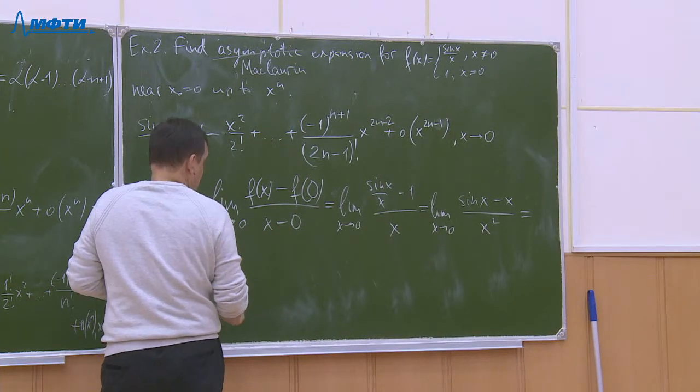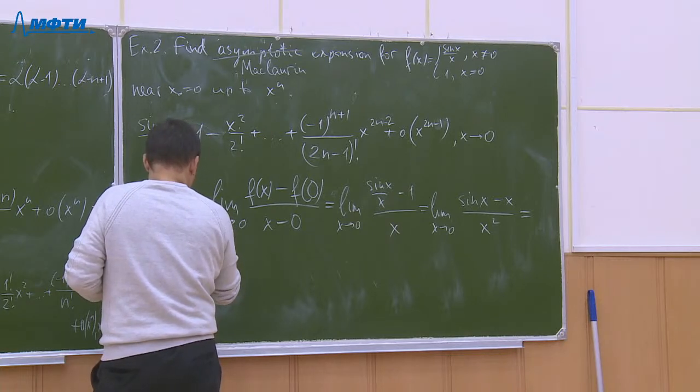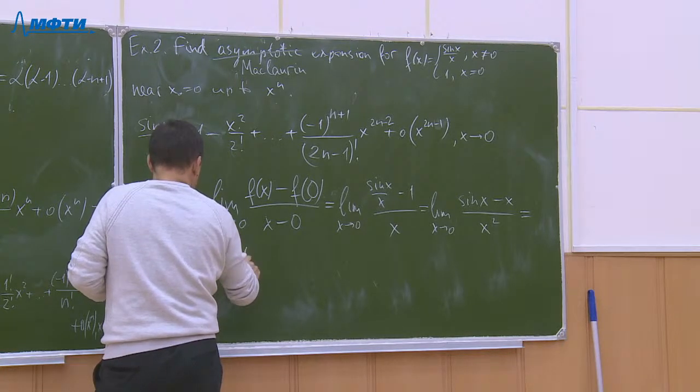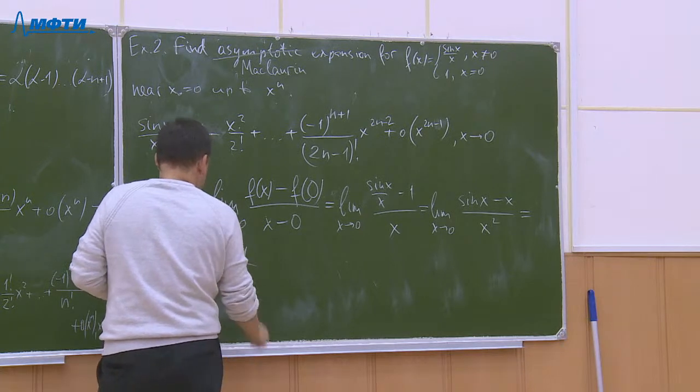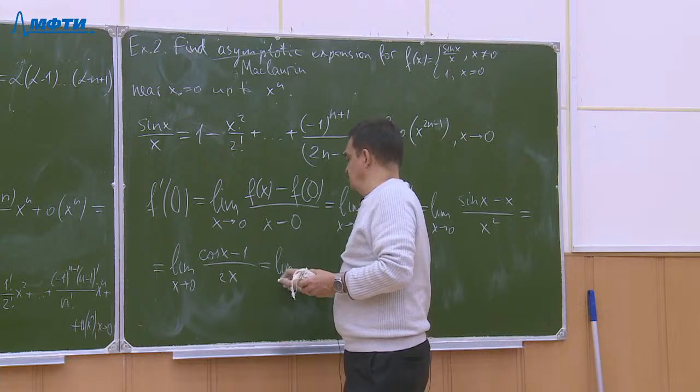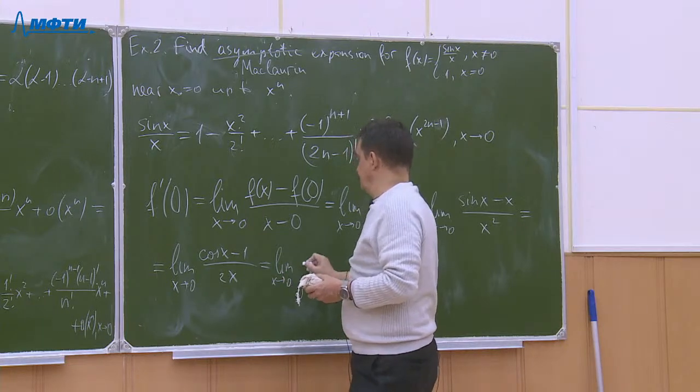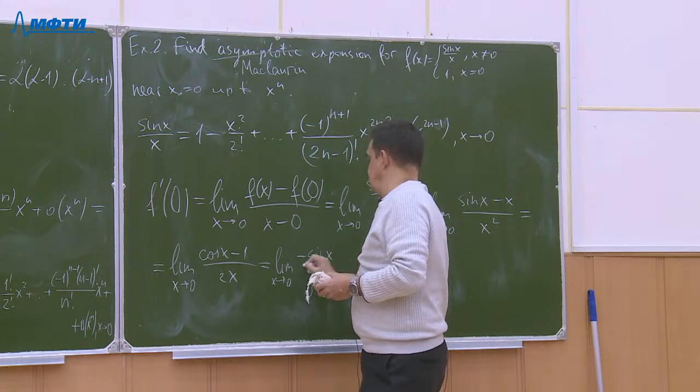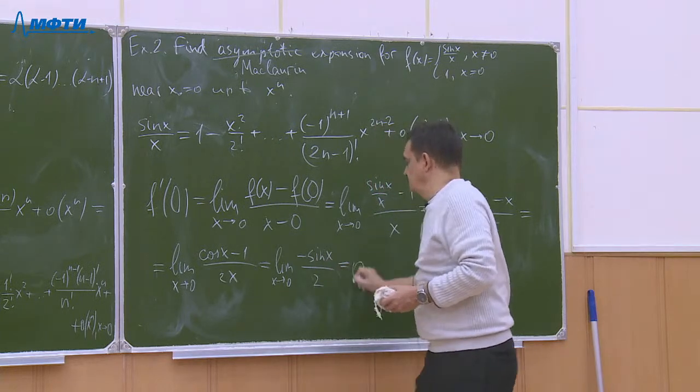As x tends to 0, cosine x minus 1 over 2x. Once again, L'Hopital's rule. As x tends to 0, minus sine x over 2, and that is 0.